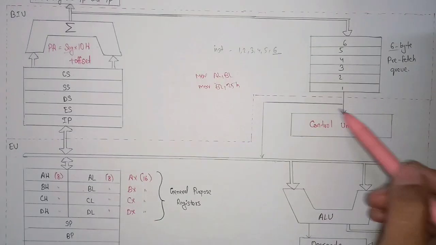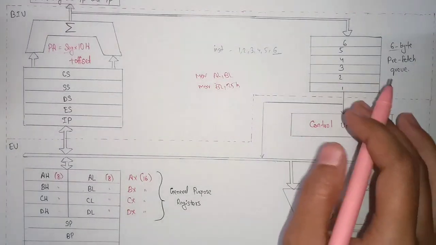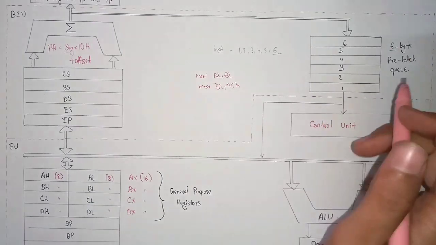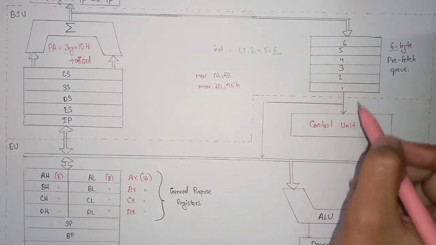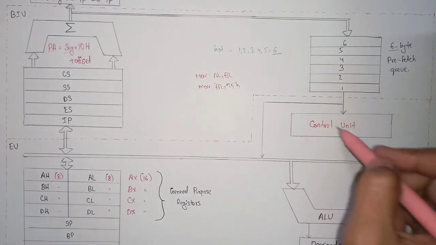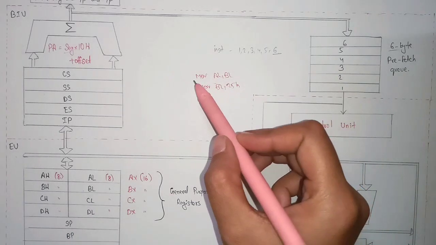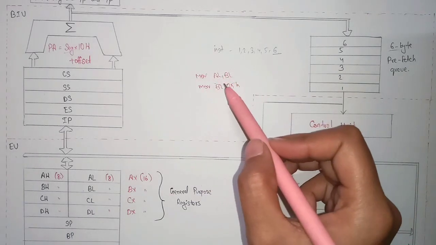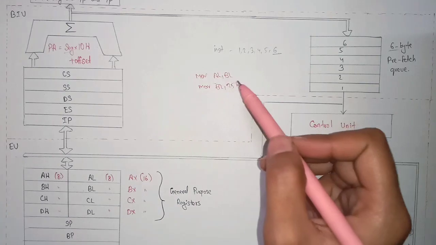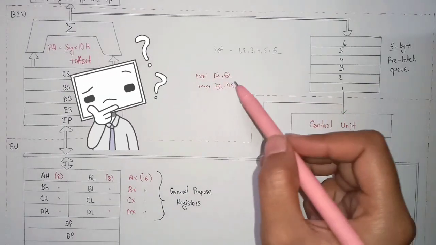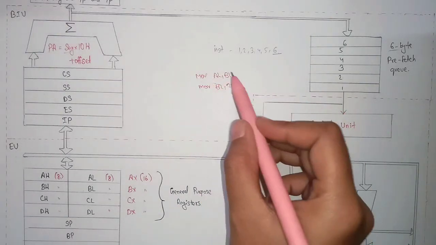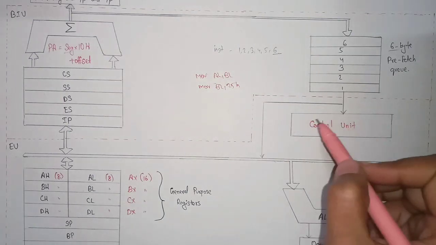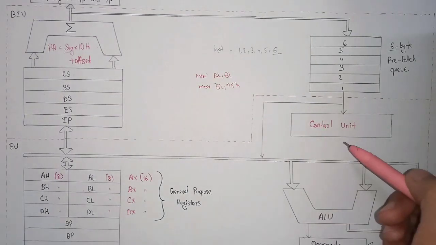Now let's understand what this control unit is doing here. See, these are the instructions in the prefetch queue. So whatever instructions are coming into this prefetch queue will first go into the control unit. These instructions are understandable by us, by humans, but the processor cannot understand them. So these need to be converted into opcode. So when these are written, this control unit will understand it and convert it into opcode.